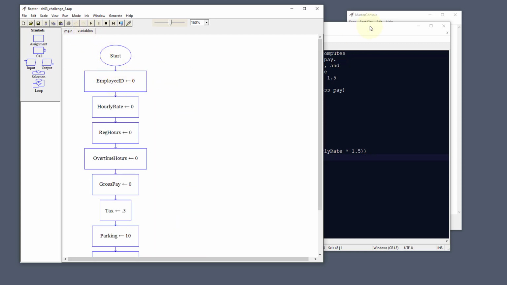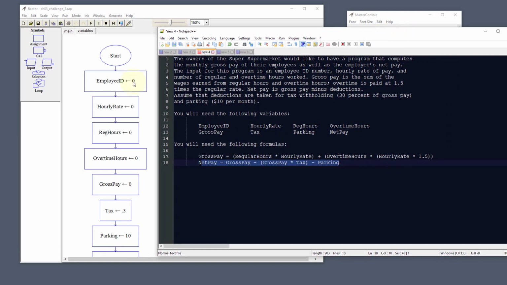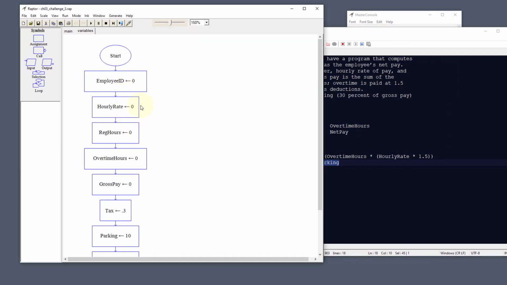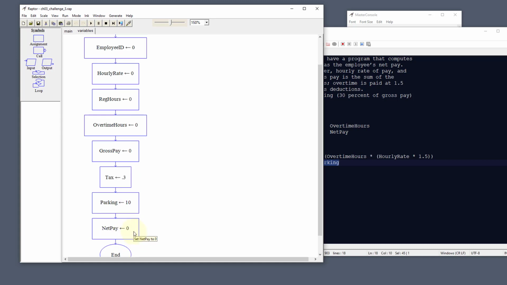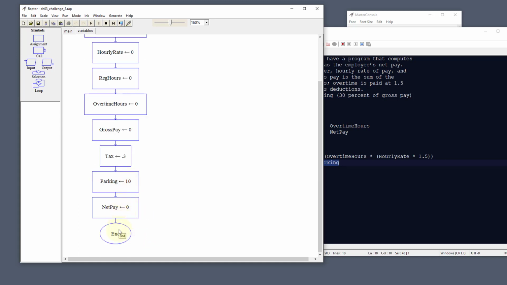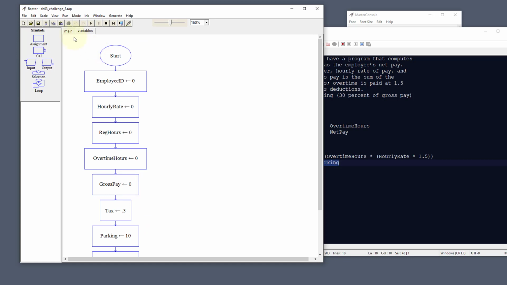We're going to set all of our variables up that we needed to have, our employee ID, and we're going to zero all of these out except for our tax amount and our parking. So our employee ID, we're going to set up to 0, hourly rate, regular hours, overtime hours, gross pay. Taxes are set at 0.3 because we're saying that's a percentage, and our parking is 10. And our net pay is 0, and we'll zero that out, and then we'll do our calculation on that.